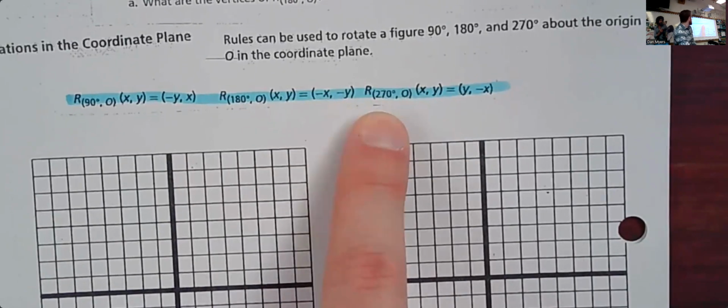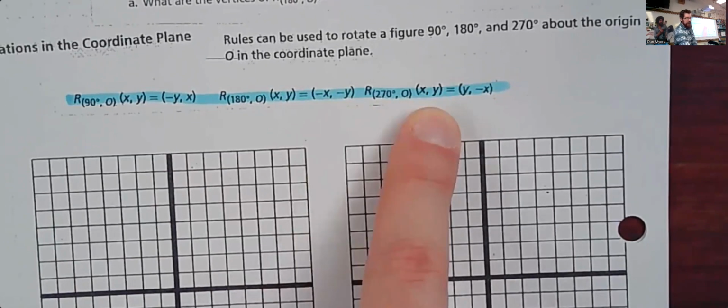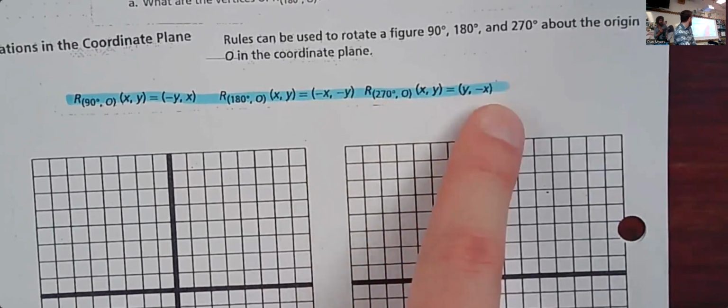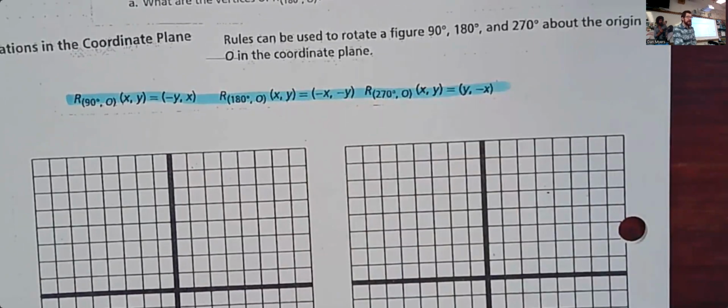If you rotate something 270 degrees, we'll see what this all looks like as well. The original XY, you swap the X and the Y in terms of placement. So the Y moves to the X position, the X moves to the Y position, and the X becomes the opposite value. So first of all, when we're talking about rotating, I want to be really clear about this.